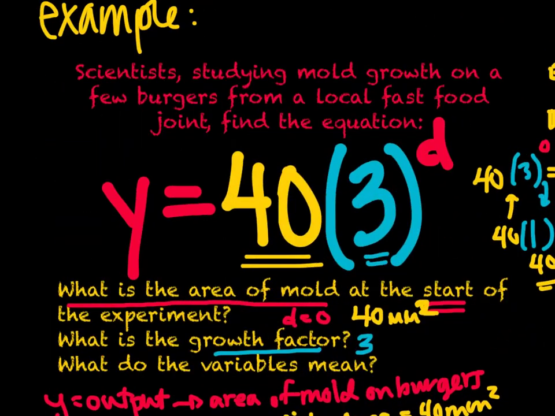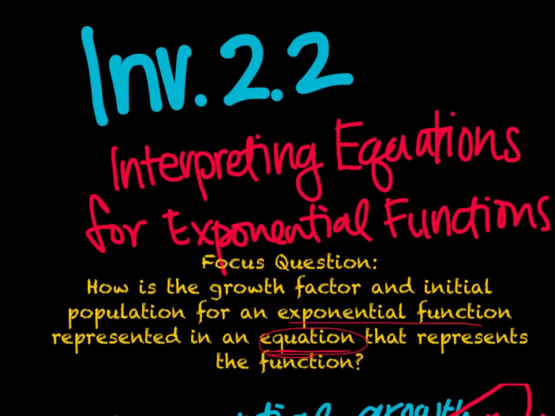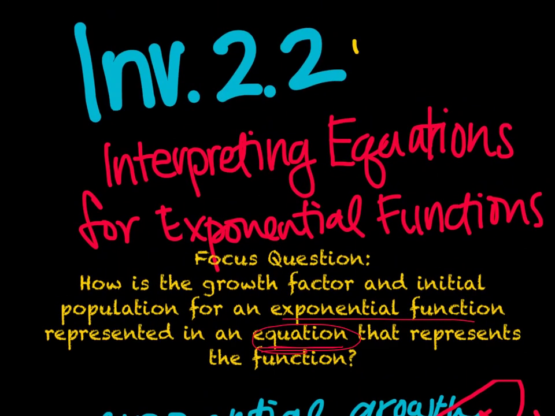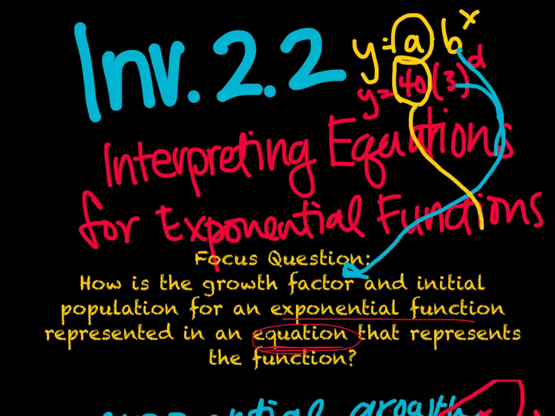So let's move back to our initial focus question and see if we've answered it. How is the growth factor in the initial population for an exponential function represented in an equation that represents the function? If we go back and look at our equation of y is equal to a times b to the x power, or our equation that we did, y is equal to 40 times 3 raised to the d, we can see that we have our growth factor represented in our b variable, or that b location, and we can see also that our initial value of 40, or the a, is represented as well in the exponential function.